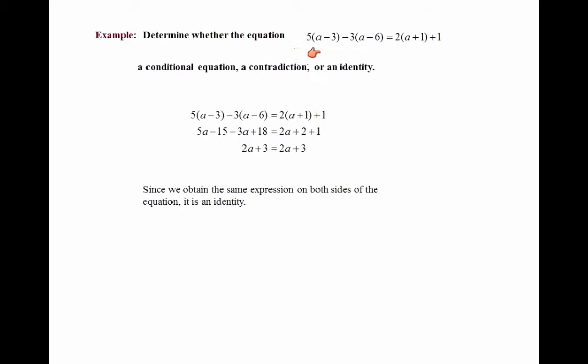Here is an example where we want to see whether it's a conditional equation or contradiction or identity. We need to solve that. To do this, we need to distribute. We distribute 5, we distribute -3, distribute 2. Once we distribute this and combine like terms, we realize that the left-hand side of the equation and the right-hand side of the equation will be exactly the same. This would be like the example I showed you earlier, x is equal to x. So if we were going to solve for this, any number would work for that. So this would be an example of identity. All real numbers would be a solution to this.